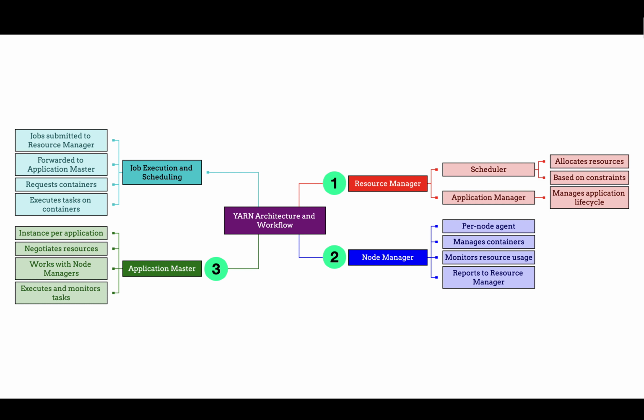3. Application Master. Each application, like a single MapReduce job, has its own instance of Application Master, which negotiates resources with the resource manager and works with node managers to execute and monitor tasks. 4. Job execution and scheduling. Jobs are submitted to the resource manager, which then forwards them to the appropriate application master. The application master requests containers and executes specific tasks, like MapReduce, on these containers.